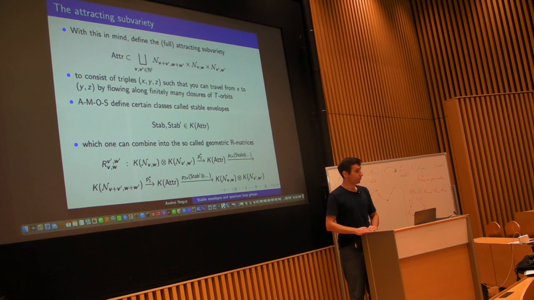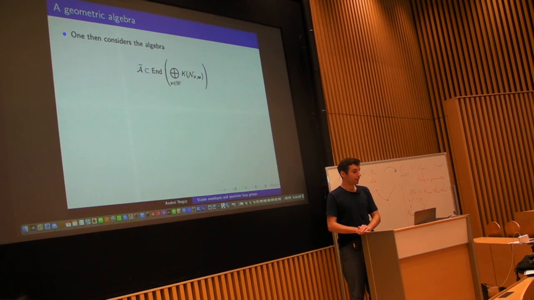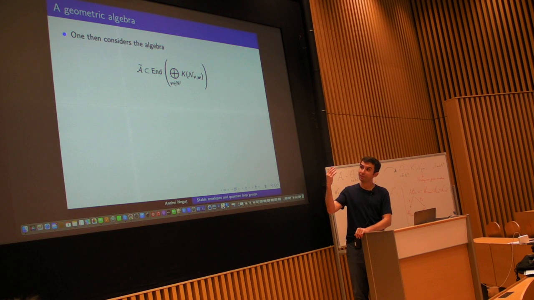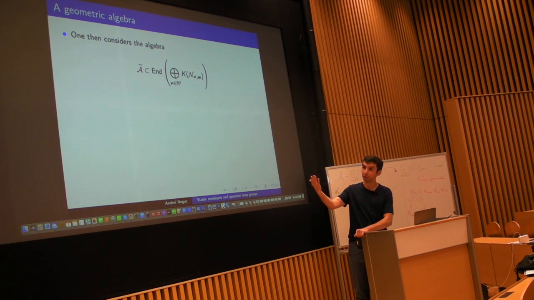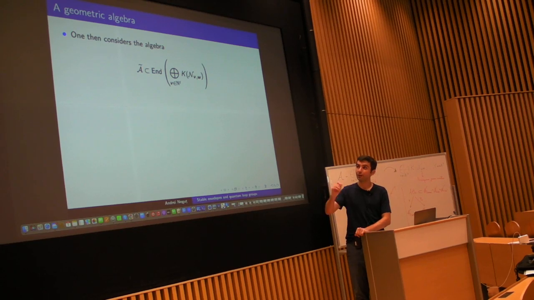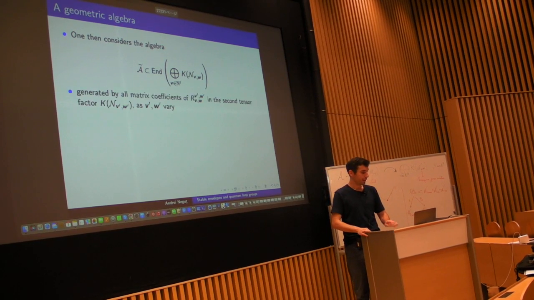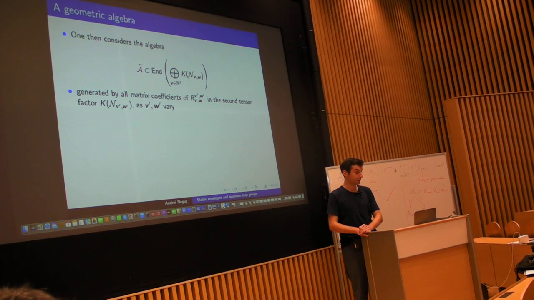Right, so we have these geometric R matrices, and what will we do with them? Well, they will allow us to define an algebra, and when I say us, I mean Hulik, Gunningham, and Nakajima, Gaiotto. They allow us to construct an algebra. It's going to be a subalgebra in the endomorphism ring of K of N(V, W), which is generated by all matrix coefficients of the big thing on the previous slide in the second tensor factor. So this I probably need to explain a bit.